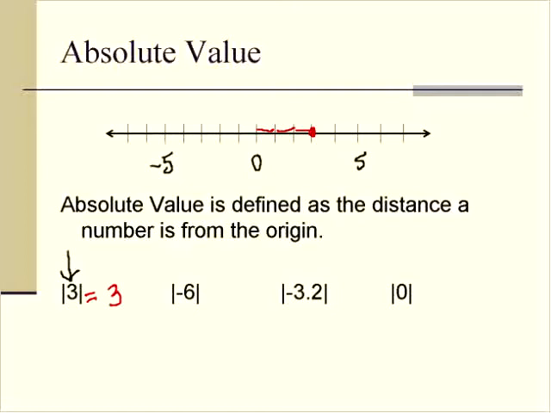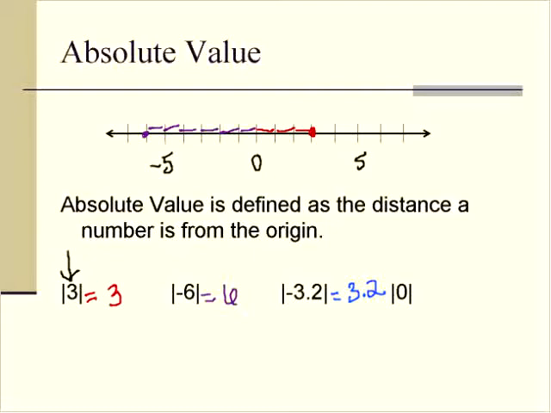Now, when I look at negative 6 on the number line, this is 1, 2, 3, 4, 5, 6 units away from 0. And so the absolute value of negative 6 is 6 units. Now, the overall effect of absolute value is that it's going to take whatever number is inside those absolute value bars, those straight bars, and it's going to make it positive. So when I look at negative 3.2, and I'm taking the absolute value of that, I'm just going to go positive 3.2.